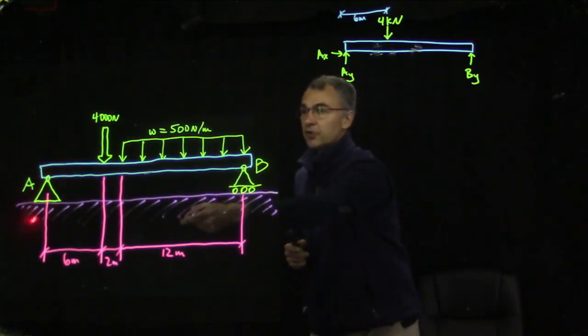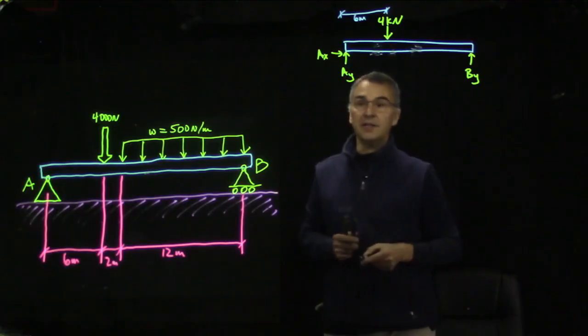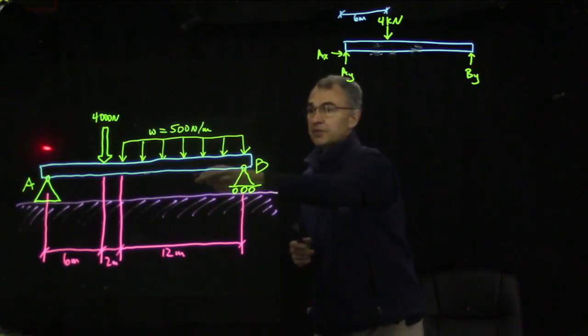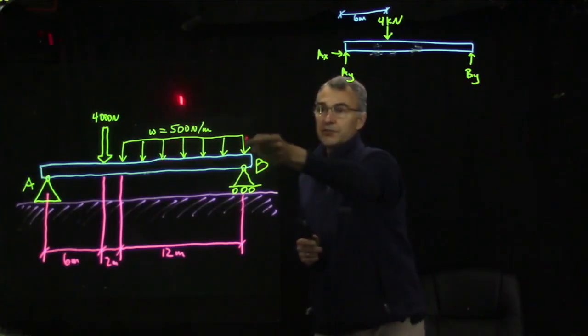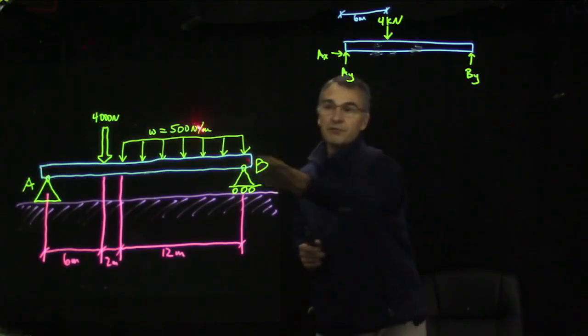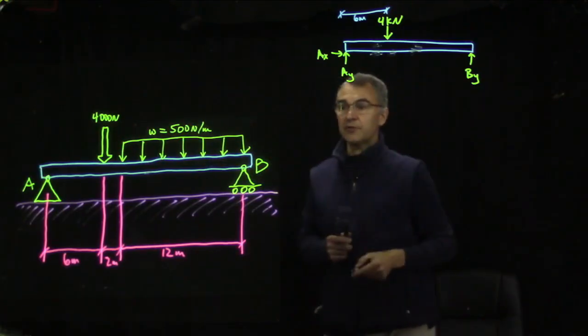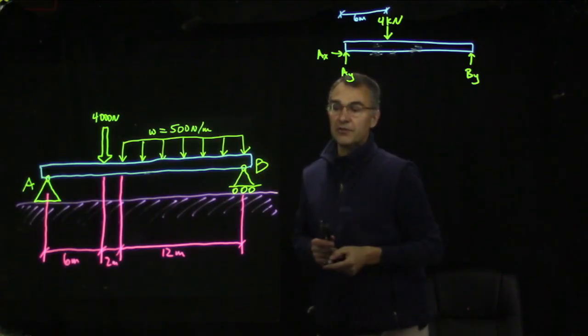But for the purpose of determining the support forces at A and at B, you can treat the beam as a perfectly rigid object and replace the distributed load with the equivalent concentrated load. The equivalent concentrated load is the area under this curve. We take 500 newtons per meter and multiply by 12 meters. That's the integral, basically. That will give us 6,000 newtons.